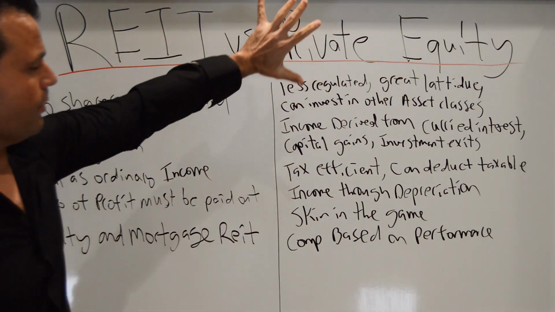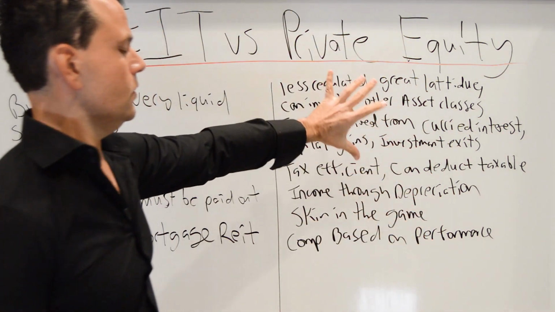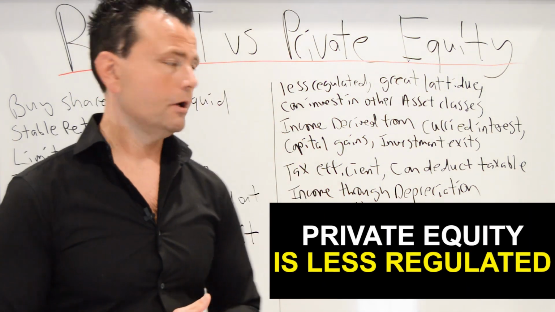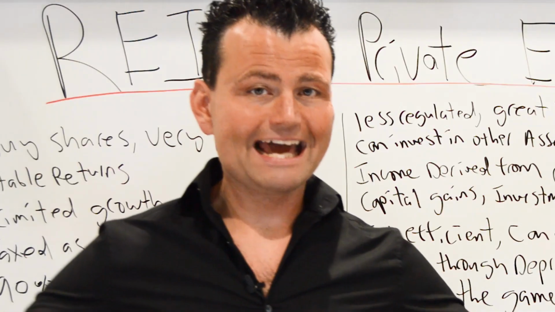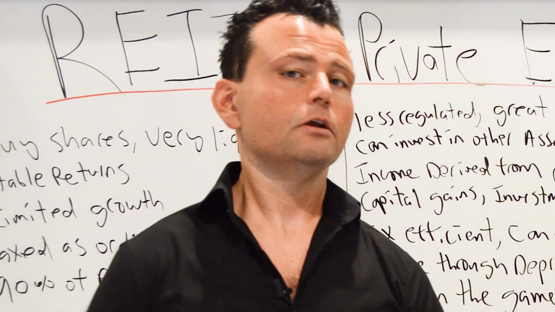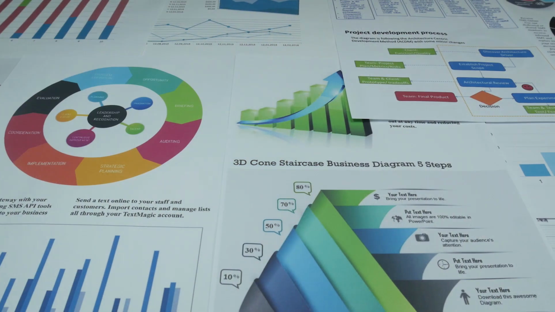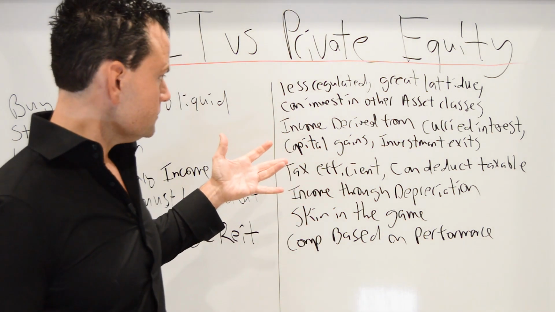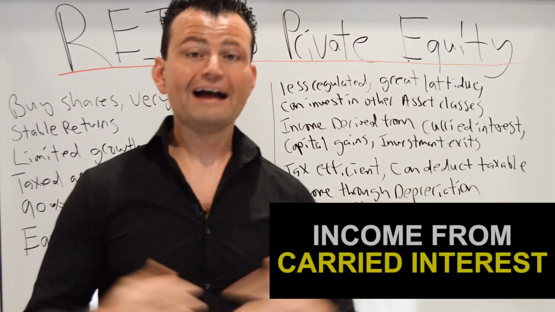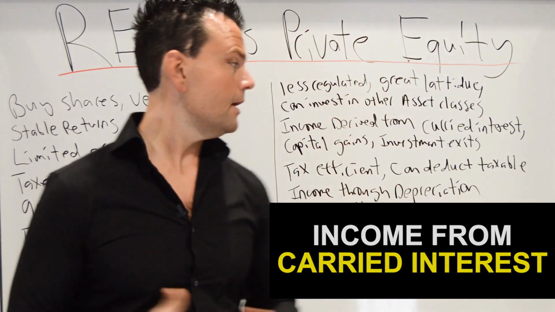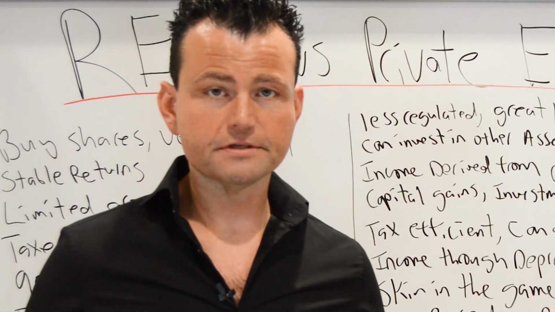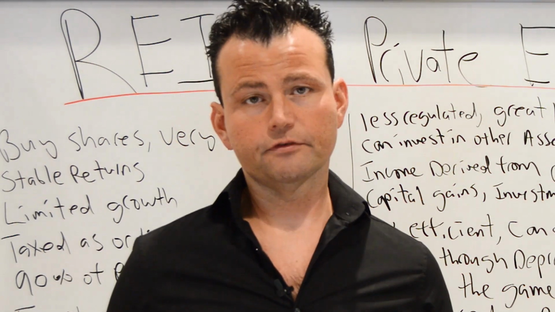And then if we go over to the private equity side over here, this is basically something that is less regulated. You have something that has very great latitude because they don't have to just invest in real estate. It's almost like a hedge fund. They can invest across broad-based asset classes. And usually the income is derived from my favorite thing, which is carried interest, or capital gains, or from when you sell a business, the investment gains that you get from the sale of a business.